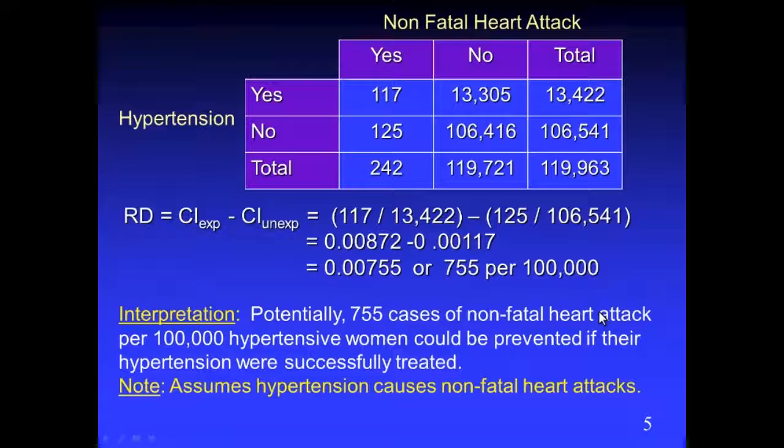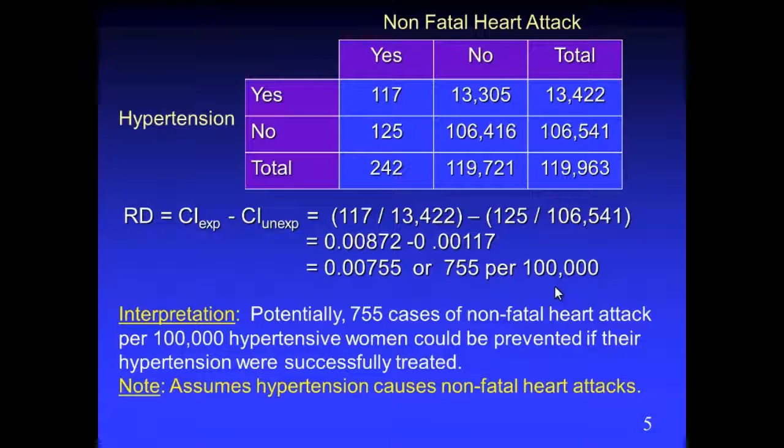And let me illustrate this with this example of women who are divided into those with and without hypertension, and those who have and those who don't have a non-fatal heart attack. And so you can see that you can calculate the cumulative incidence in the hypertensive group, 117 divided by 13,422, and you can calculate the corresponding incidence in the non-hypertensive group, 125 non-fatal heart attacks divided by 106,000 person years. Subtract one from the other, and the difference here is 0.00755, or 755 per 100,000 people.